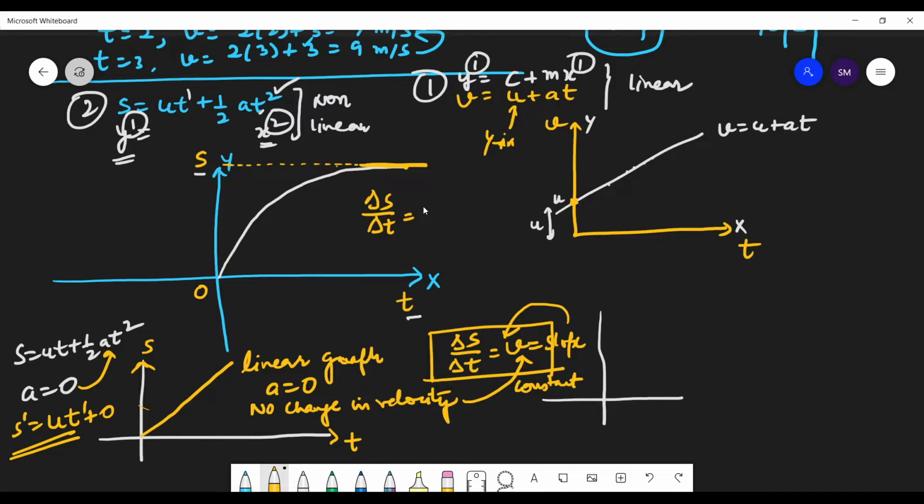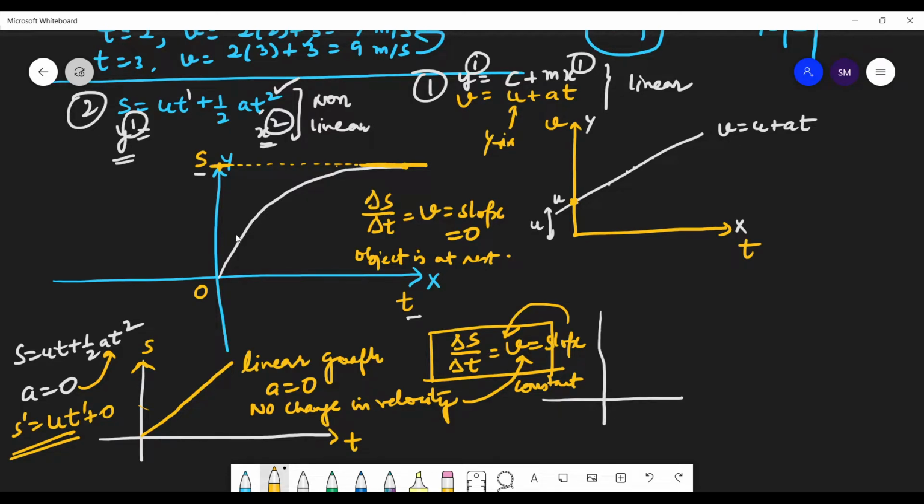Okay. Now the slope is 0. It means velocity is 0. So velocity is 0. It means the object is at rest. Yes. See, the object is at rest. There is no change in displacement. Displacement is the same. There is no change. So displacement remains the same, means there is no change in position. The object is at rest.